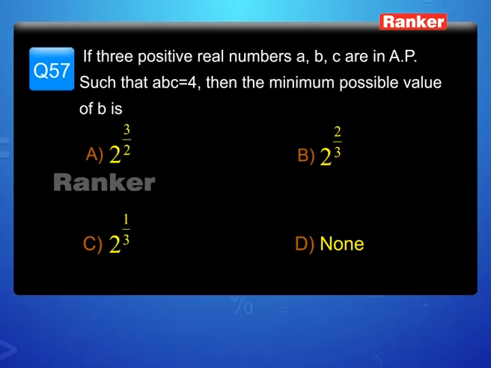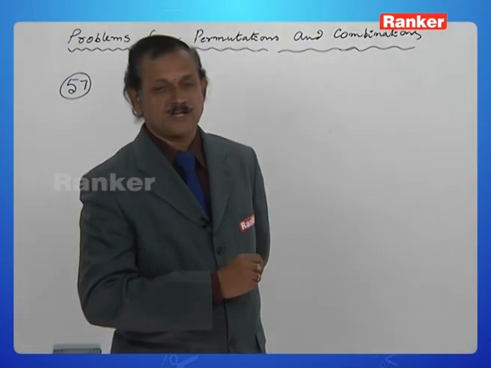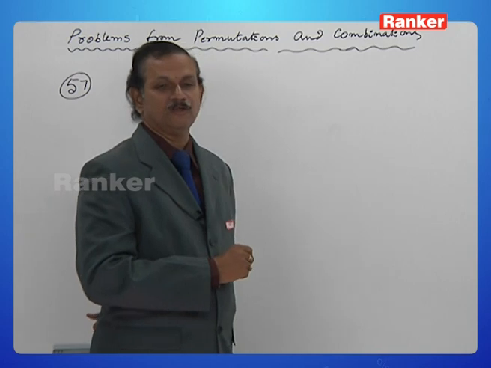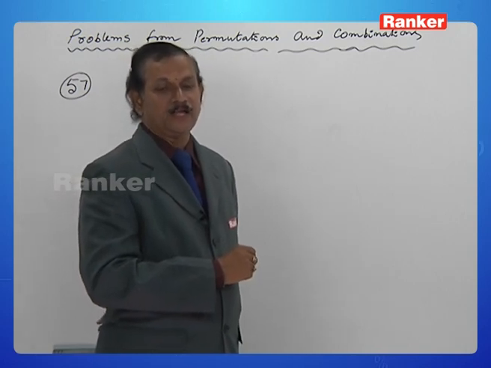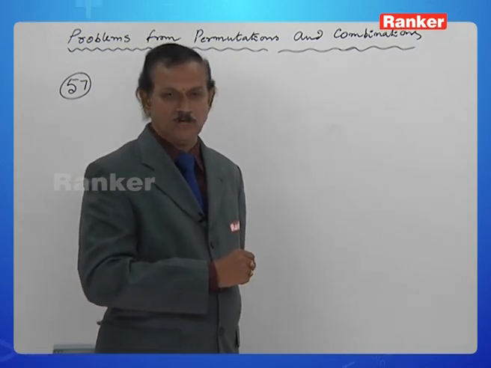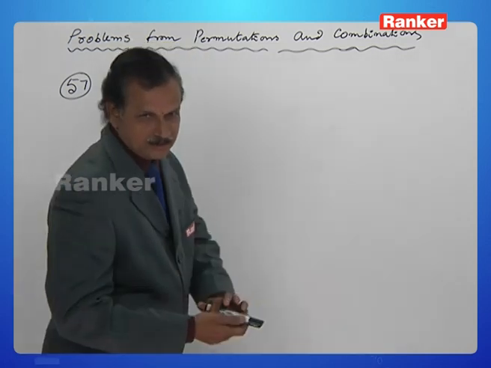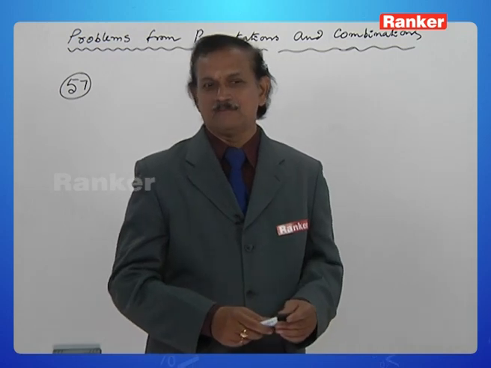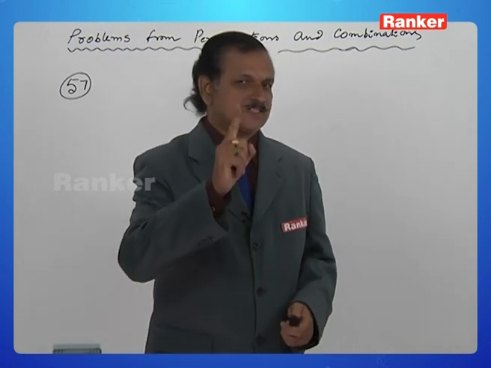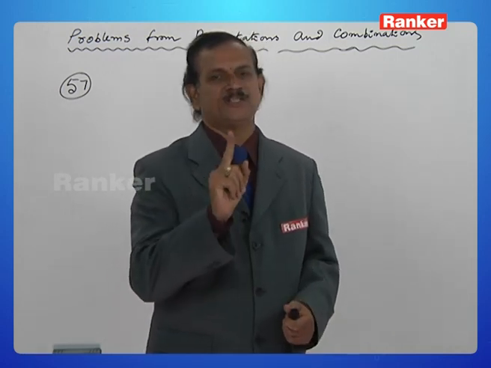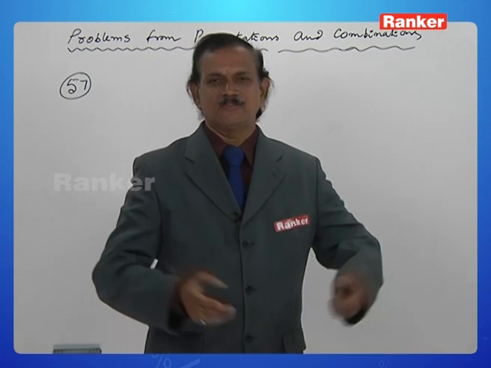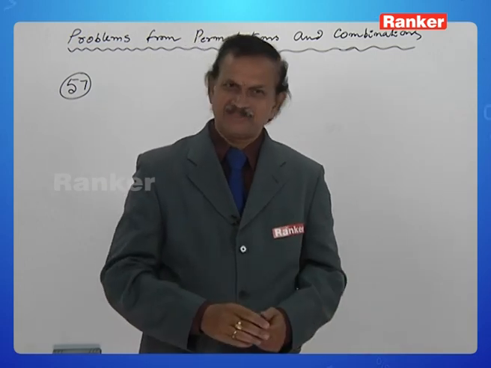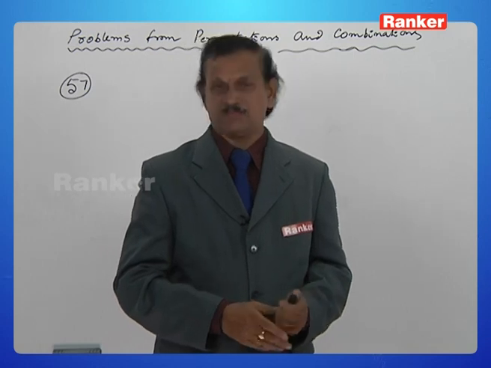Let us have an observation. What are the three numbers? A, B, C are in AP, such that ABC is equal to 4, then the minimum value is. One more thing, these three are positive real numbers, hence the difference must also be positive. Without loss of generality, we can assume that the difference is also positive.